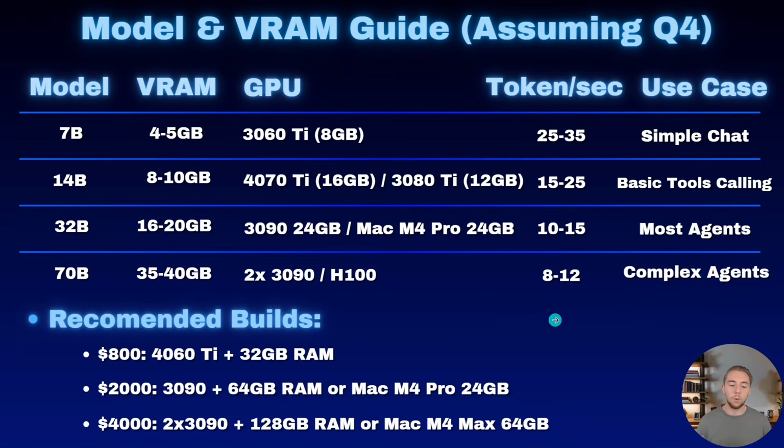And then lastly, if you want to spend $4,000, which is about what I spent for my PC, then I'd recommend getting two 3090 graphics cards. I got both of mine used for around $700 each. And then also getting 128 gigabytes of RAM. Or you can get a Mac M4 Max with 64 gigabytes of unified memory.